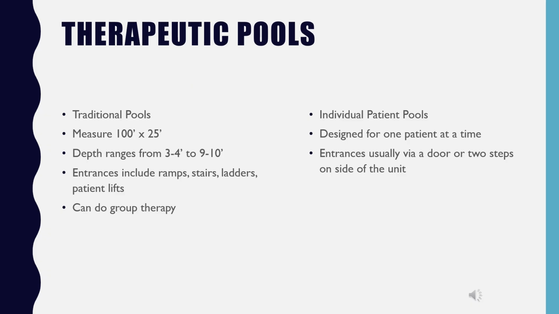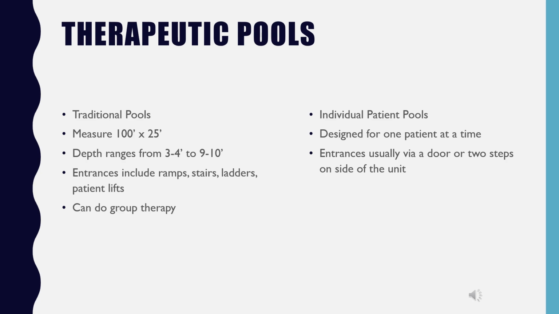Individual patient pools are designed for one patient at a time. Their entrances are usually via a door or 2 steps to the side of the unit. They can be as small as the footprint of a treadmill, where it's literally just a tank that they step into and it then fills up with water and the patient can work in it. Or they can be larger tanks that can sit above ground and give you depths up to 6 to 8 feet, depending on what the clinic space can accommodate.